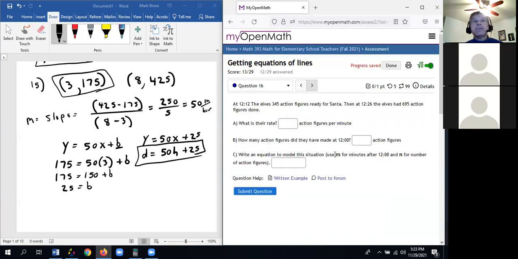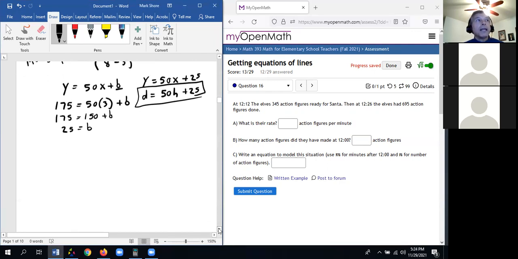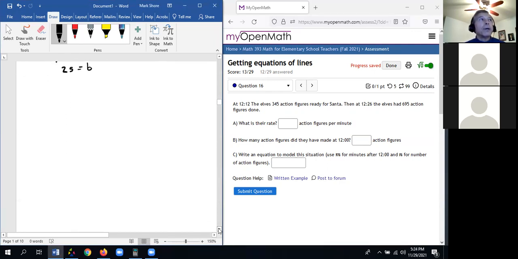Same type of thing with the elves here again. So notice here at the end, they want you to change your variables around to minutes and N for number. And, just to have it complete, unless you guys want me to skip it, I can do it so that you have a record of it. And we got plenty of time, I think, to finish all these problems. So let's go ahead and do it.